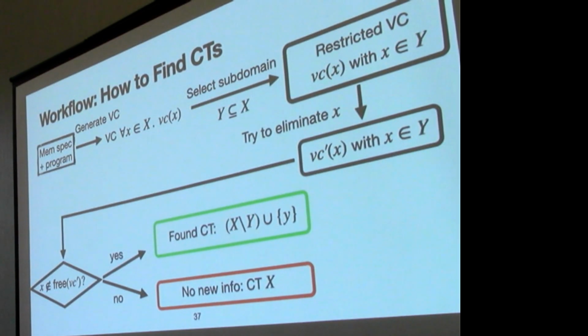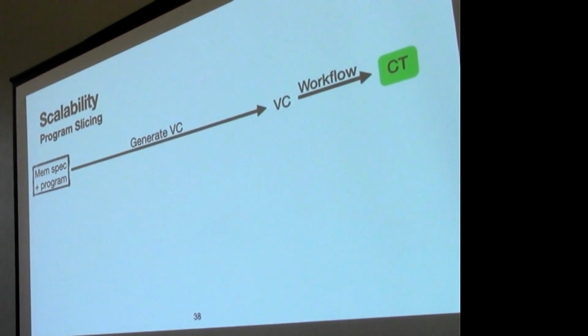And then basically we can just pick another variable and start all over again and get a CT for that, and then so on and so on. Okay, but that's a very manual approach, so it's hard to scale it to complex programs. Therefore, we are currently looking into ways to achieve that, and one way is to use an existing technique called program slicing. So remember, we take our spec, generate a VC, apply the workflow.